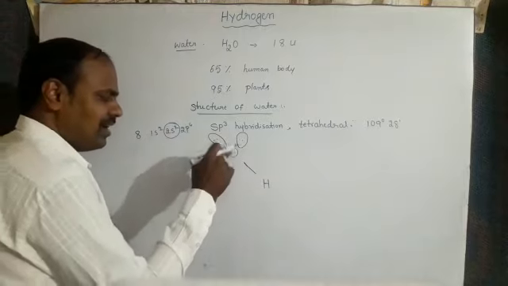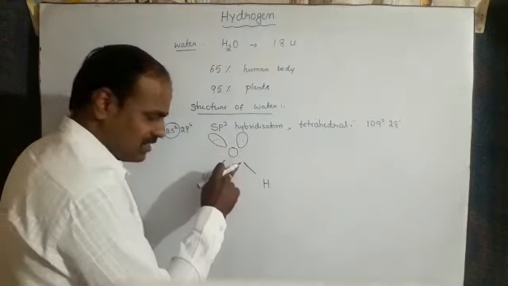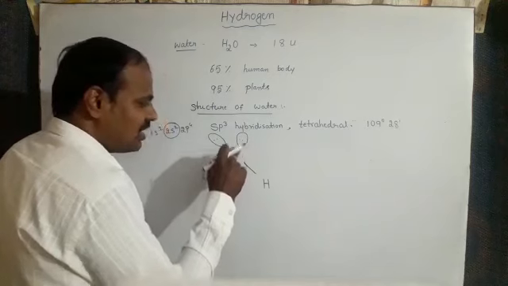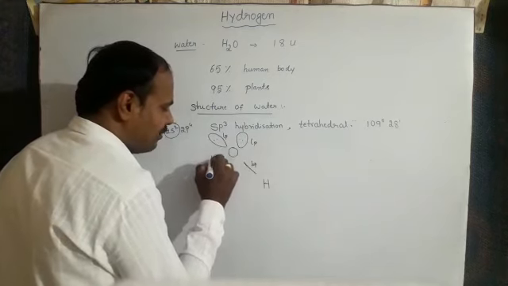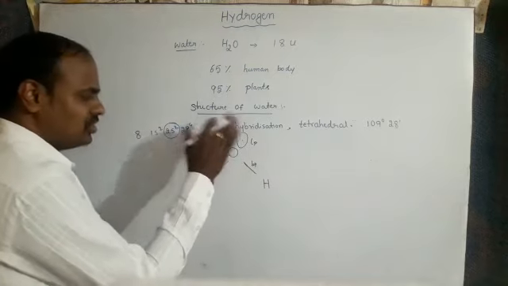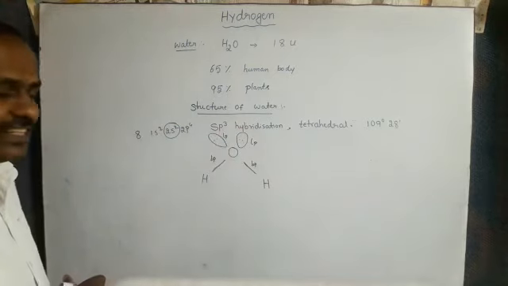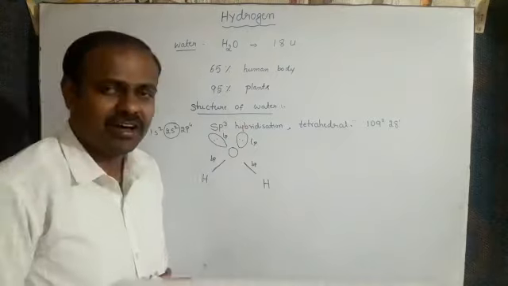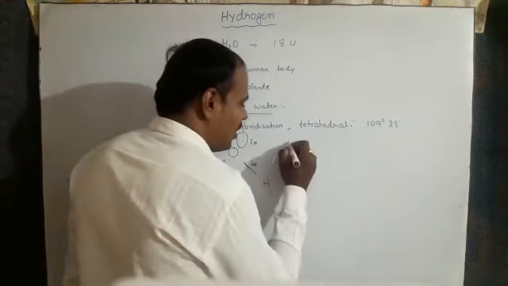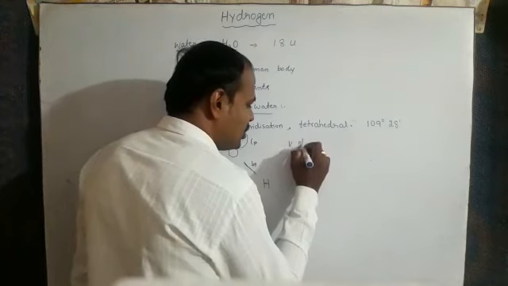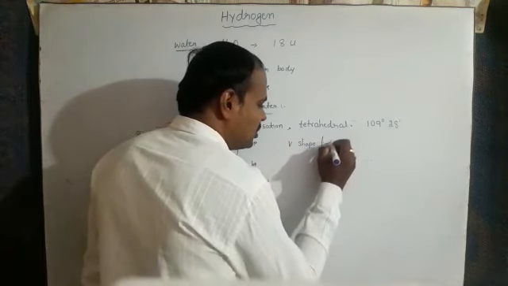The central atom of the water molecule is oxygen. Due to the repulsion between lone pairs and bond pairs, the shape of the molecule is distorted based on VSEPR theory. The shape of the water molecule is V shape or bent shape.